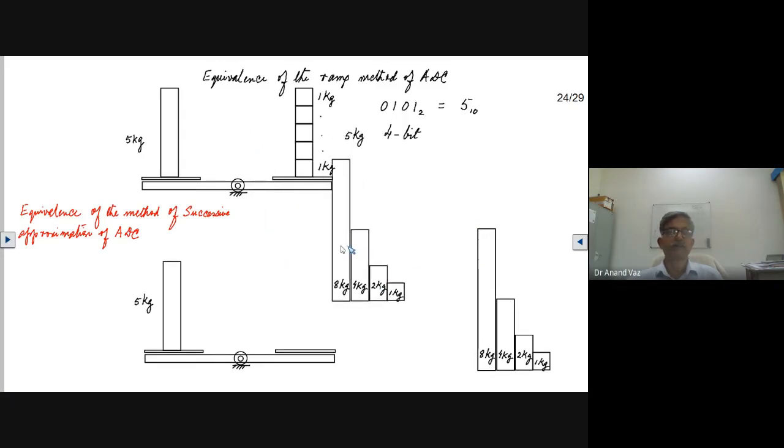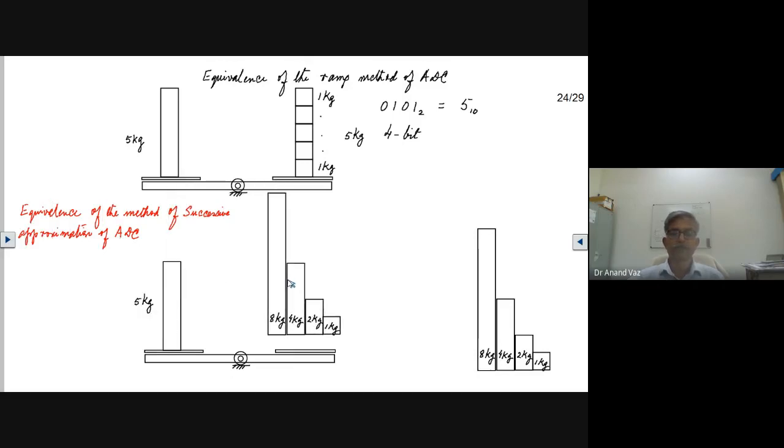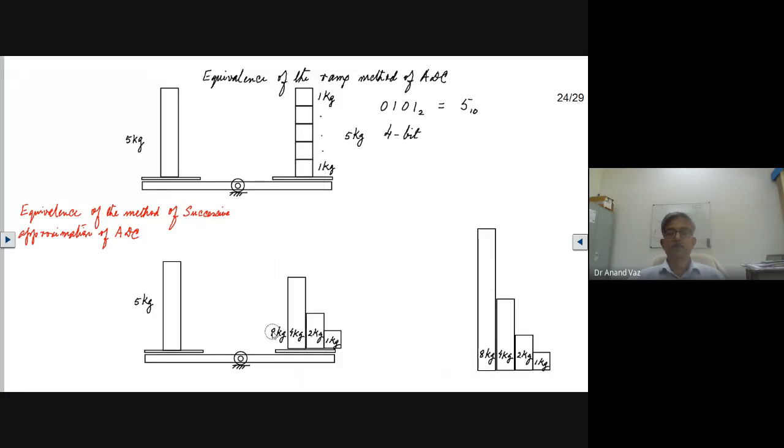Just keep them handy here. We could keep it here itself. I'm making this platform slightly bigger. Okay, so we place it here. Out of this, I'm taking off this 8 kgs because this is not serving our purpose. So this 8 kgs is gone.